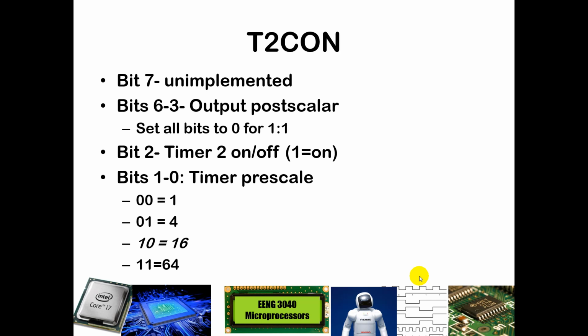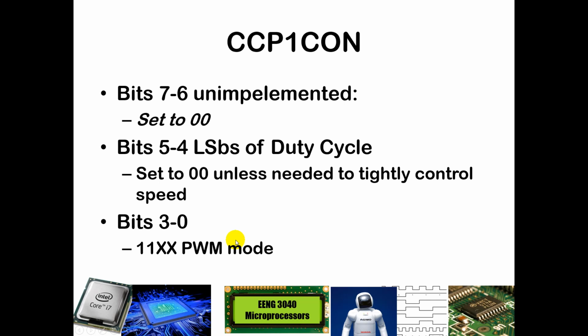T2CON is another very important register. So bit 7 there is unimplemented. Bits 6 through 3 are the output post scaler, and we're just going to set all of those equal to 0 because we're just going to use a 1-to-1 post scaler. We do certainly need to turn on the timer 2 module in order to use it to do anything, specifically we need it to do the pulse width modulation. So we need that turned on. And then our prescaler, we are going to use a prescaler of 16. So our least significant 2 bits we need as 1 and 0.